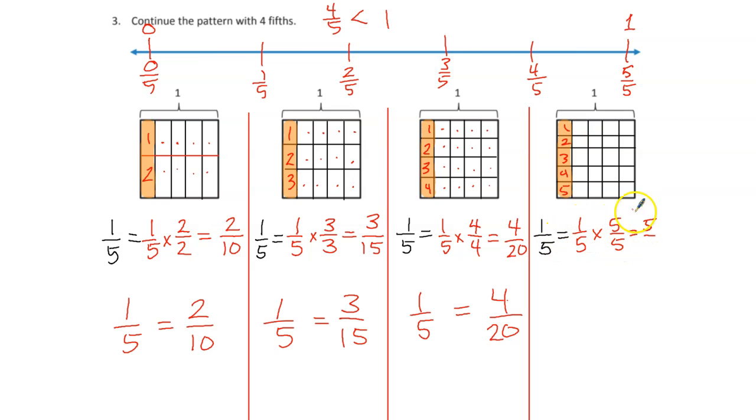1 times 5 is 5. And then we have 5 out of 1, 2, 3, 4, 5, 6, 7, 8, 9, 10, 11, 12, 13, 14, 15, 16, 17, 18, 19, 20, 21, 22, 23, 24, 25. And we see that 5 times 5 is 25.